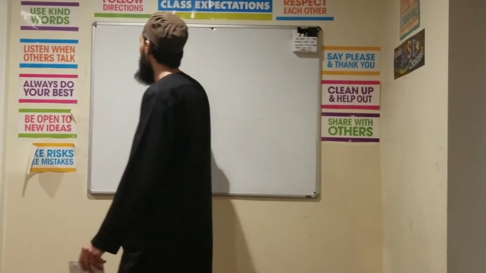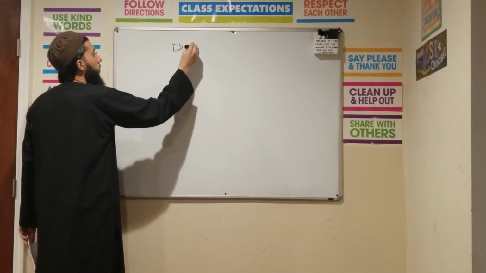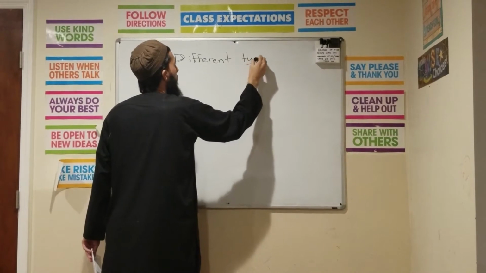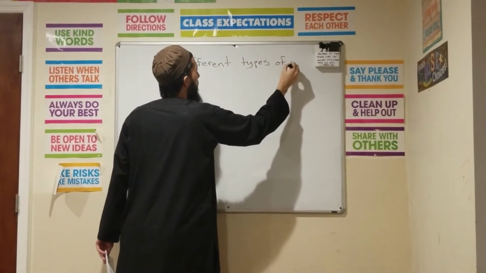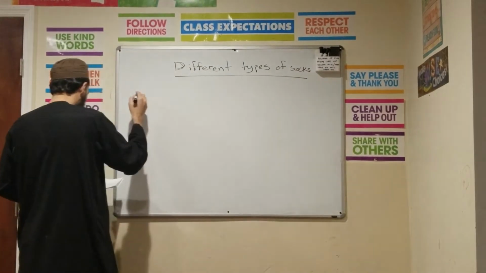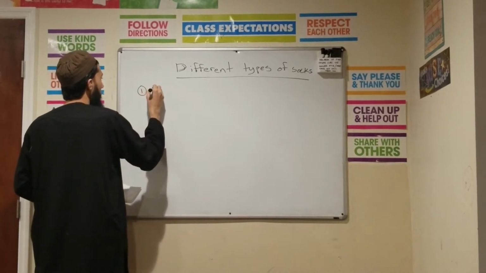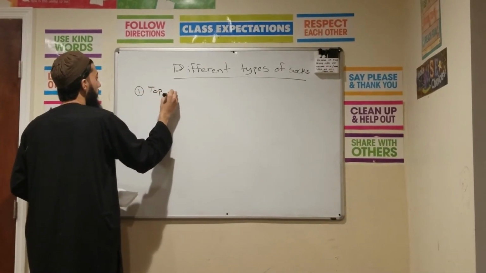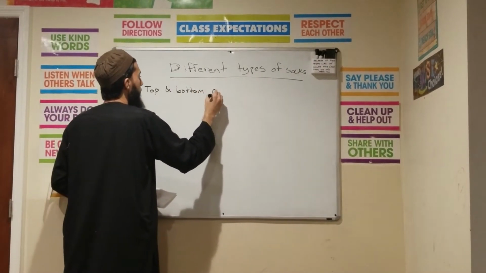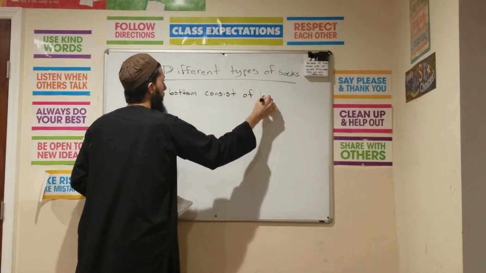Firstly, let's talk about different types of socks. You have one which, in Arabic, they call mujalladain. Mujalladain means the top and the bottom consist of leather. The top of the sock and the bottom have leather. That's one type.